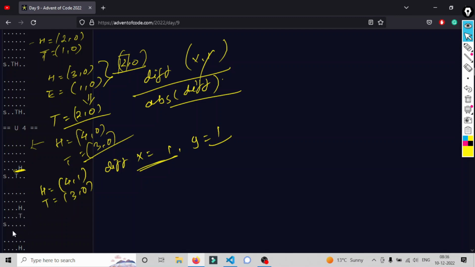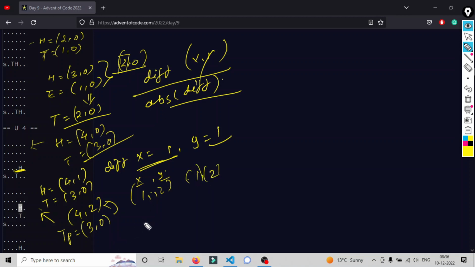Now if the head position is updated here, the updated head position is 4 comma 2 and the tail's previous position was 3 comma 0. Find out the difference. What is the difference? x comma y, 1 comma 2. Find out the absolute value. The absolute value will also be 1 comma 2.